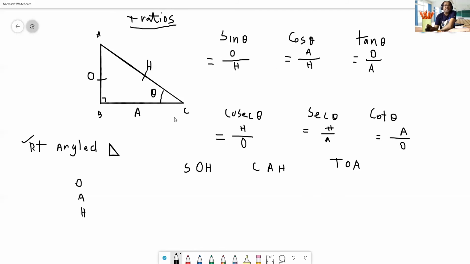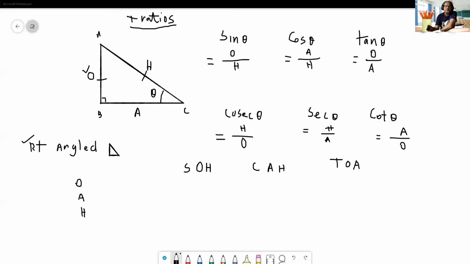Now, most important thing is which one is the opposite. Opposite is always opposite to the angle, and adjacent is the side adjacent to this angle. So you have to remember all these 6 ratios firstly. Now we are coming with an example.